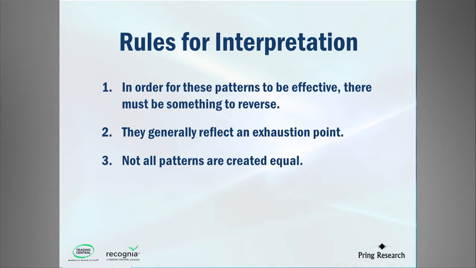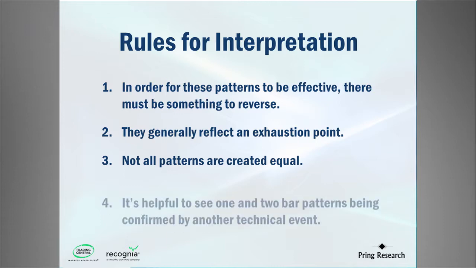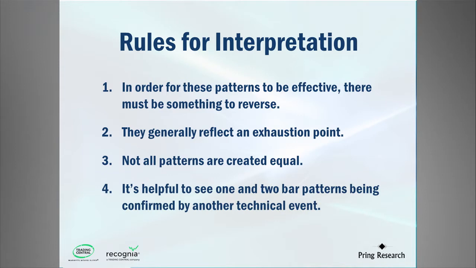It's therefore necessary to apply a certain degree of common sense in their interpretation, rather than jumping to an immediate conclusion that the presence of one of these patterns guarantees a quick profitable price reversal. 4. It's helpful to see 1 and 2 bar patterns being confirmed by another technical event. Examples would include the completion of a larger pattern, or more likely the violation of a trend line. Such events not only add significance to the pattern, but also increase the odds of a valid signal.